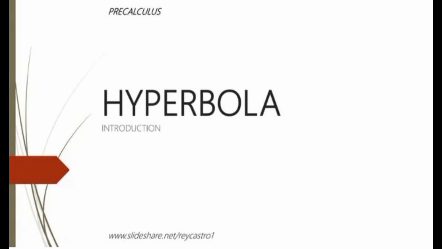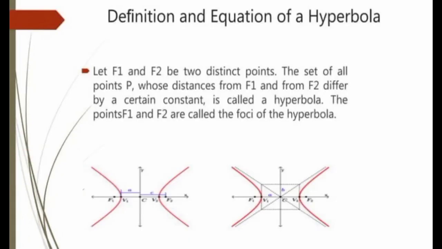So for today's video, we will tackle the hyperbola. Let F1 and F2 be two distinct points. The set of all points P whose distances from F1 and F2 differ by a certain constant is called a hyperbola. The points F1 and F2 are called the foci of the hyperbola.